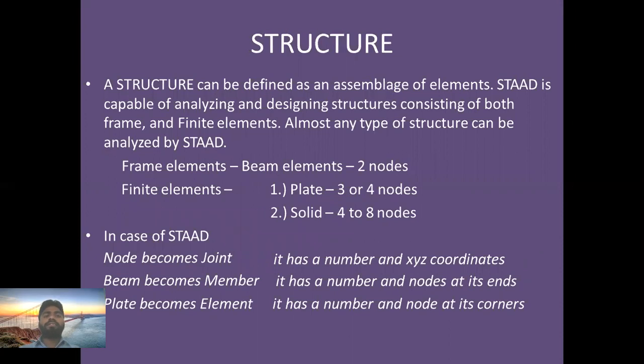So next, structure. What do you understand by structure? The structure is the assembly of elements like beam, column, and slab. It is an assemblage of elements. Frame element and finite element, these are the two types of elements. In the frame element, the beam element is there, and in the beam element we get two nodes. In the finite element there are plates and solids. For the plate we have three or four nodes, and for the solid we have four or eight nodes. Okay, this is the structure.